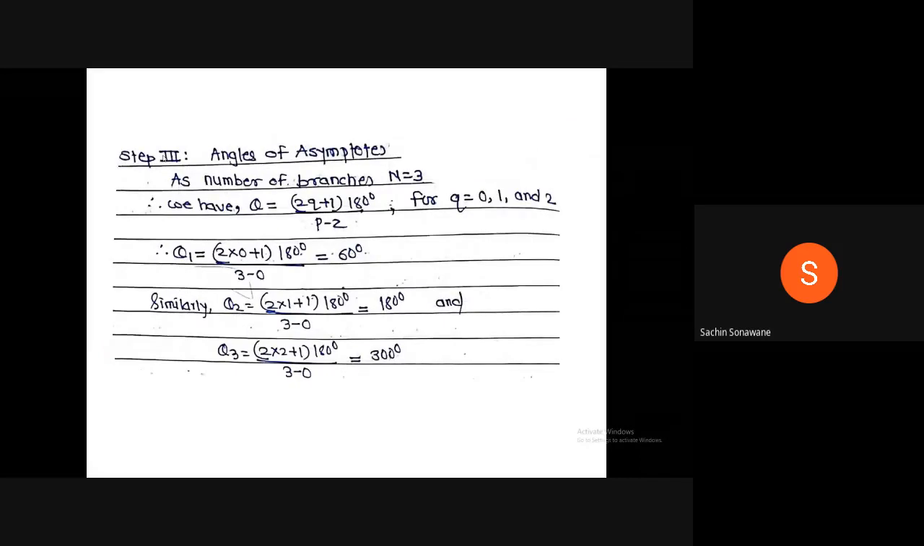Now step 3, angle of asymptote. Now how many branches are there?